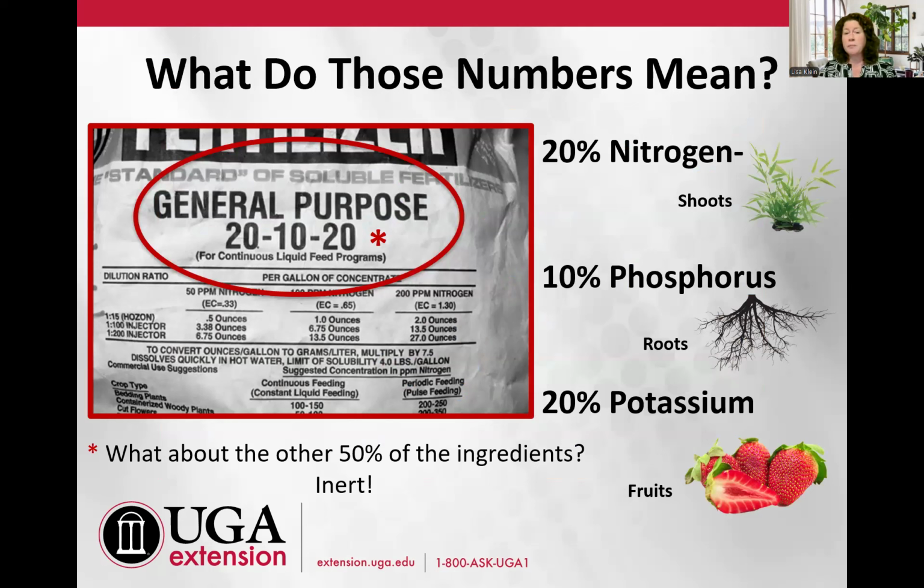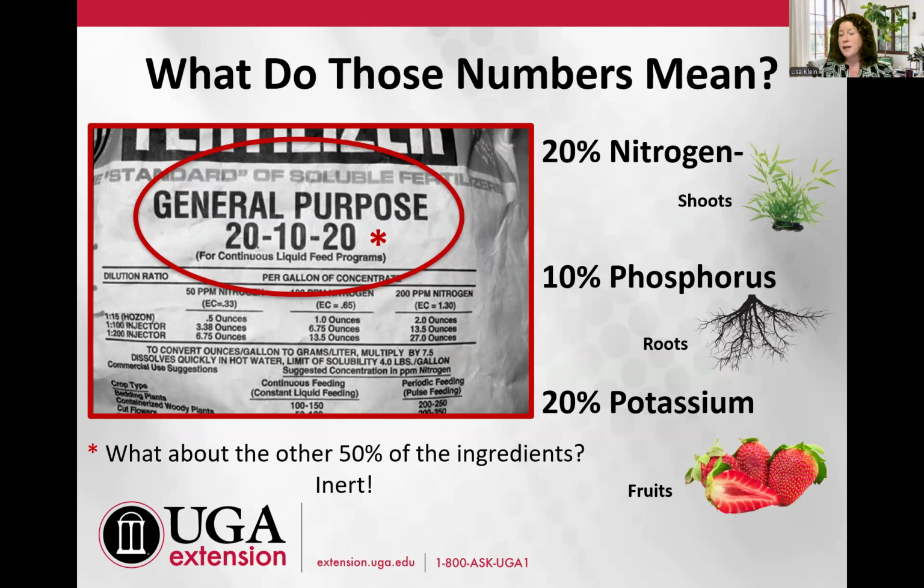So what do those numbers mean? General purpose fertilizer. This is a 20-10-20. So 20% nitrogen by dry weight, and that's for shoots or the green stuff. 10% phosphorus for the roots, and 20% potassium for the fruits.